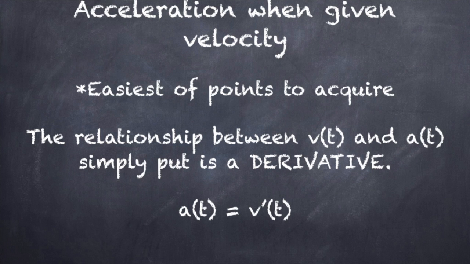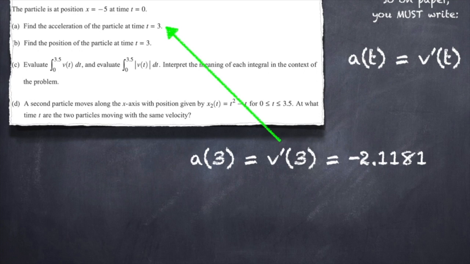So the main thing to be able to state here is that the acceleration is equivalent to the derivative of velocity. Therefore, A of 3 is equivalent to V prime at 3. These things must be written down to get all of your points.